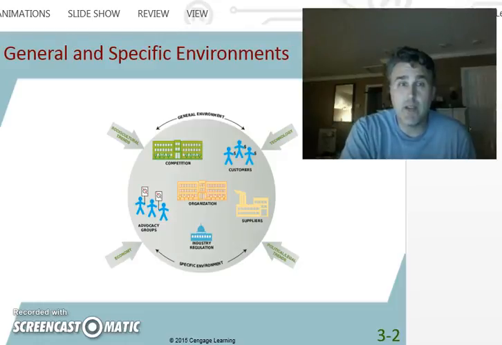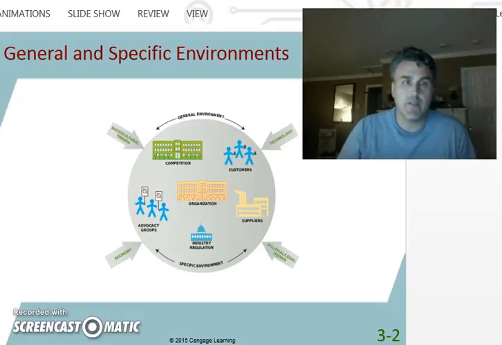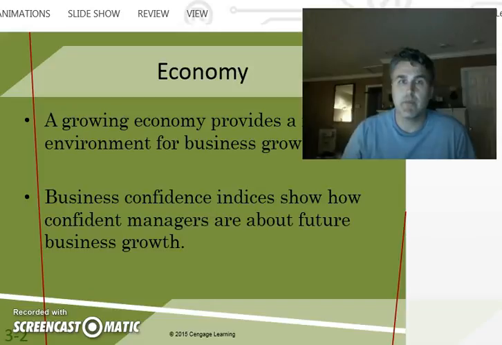Okay, we left off with the general and specific environments with this slide, right? So first we're going to go into the general environments and really get into them specifically. And the first thing we're going to talk about is economy. So when we look at the economy, a growing economy usually provides a favorable environment for business growth, right?